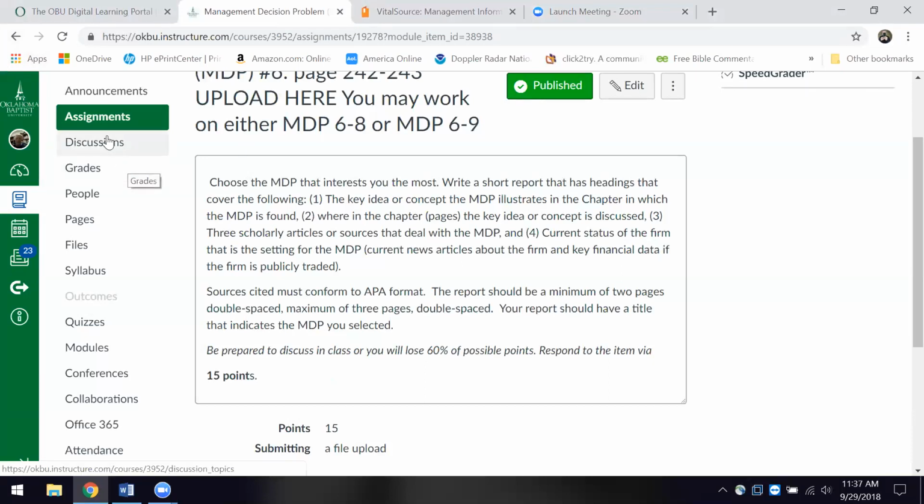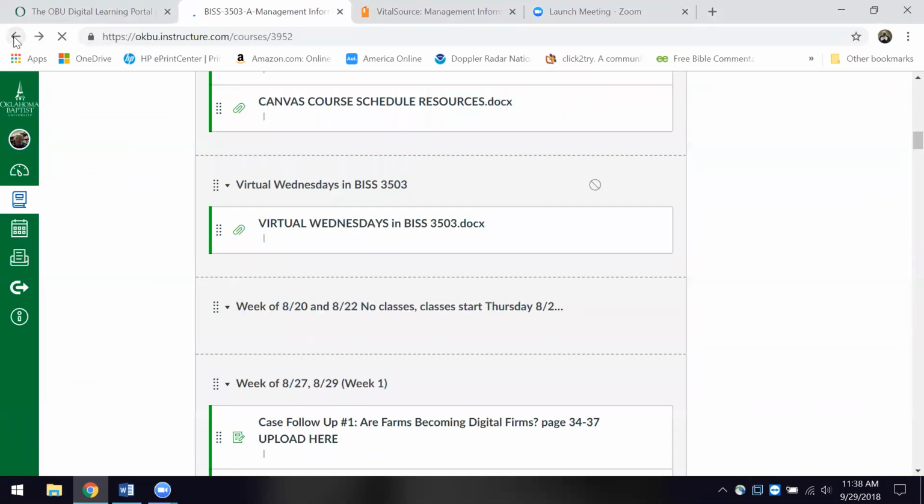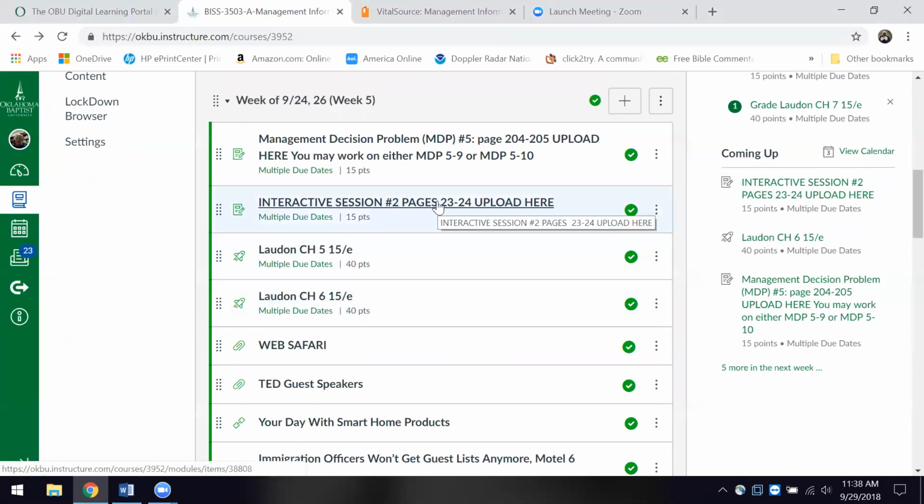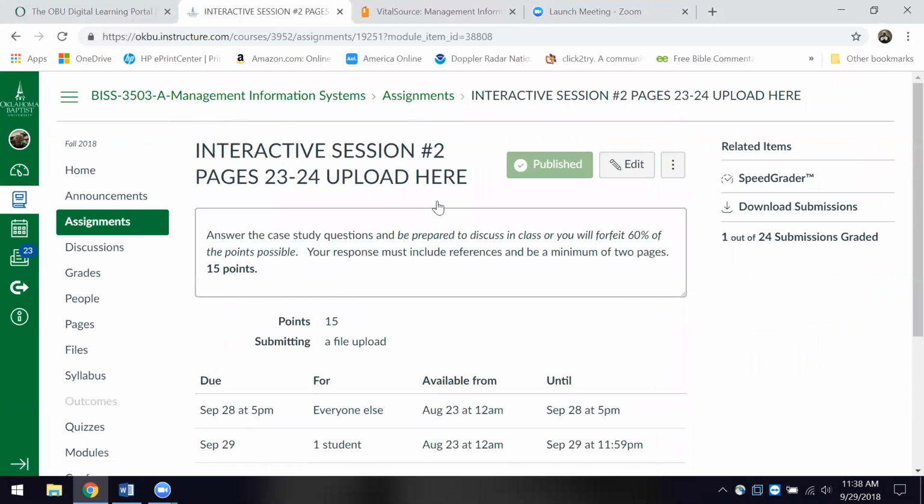All right. And I'm going to go back here, and you'll note the MDP is a little bit different. And the interactive session on pages 23 to 24, because they do fit with this. I want you to get those done and just basically answer the case study questions.